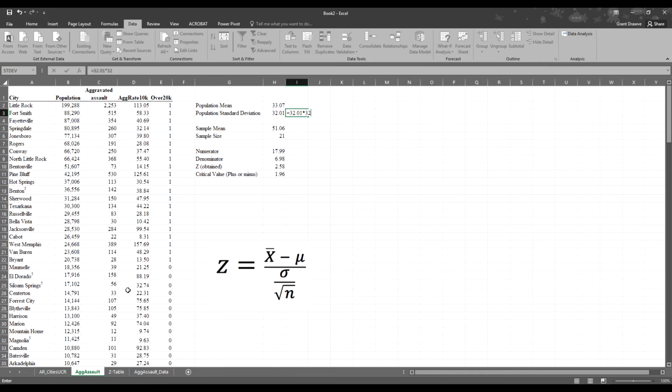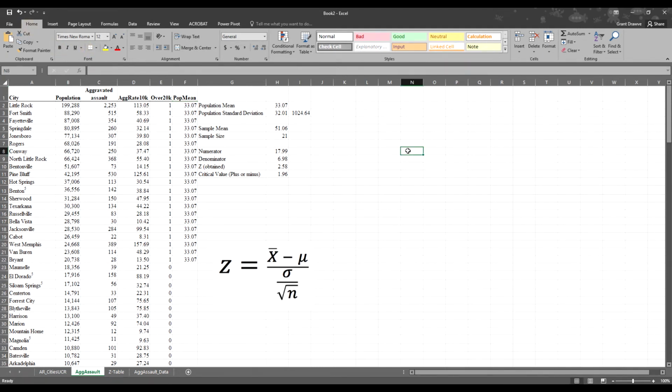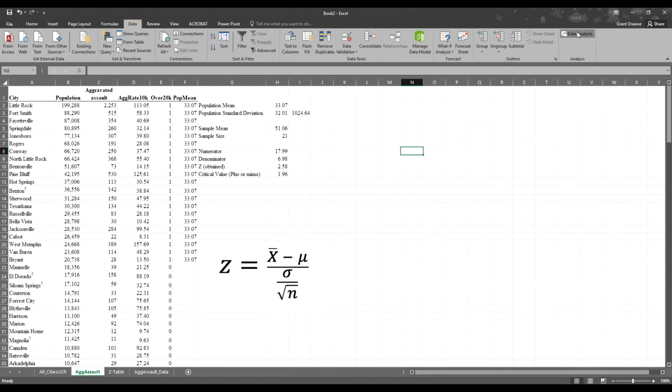Times 32.01 to get our variance. And we also need to repeat the mean across those. So pop mean of 33.07 for the same 21 cities with a population over 20,000. So here, just repeating that value through it. So now that we've updated that and we have our two items that we need, we can go ahead and use the data analysis function within Excel.